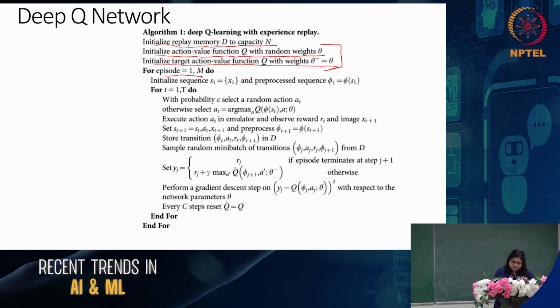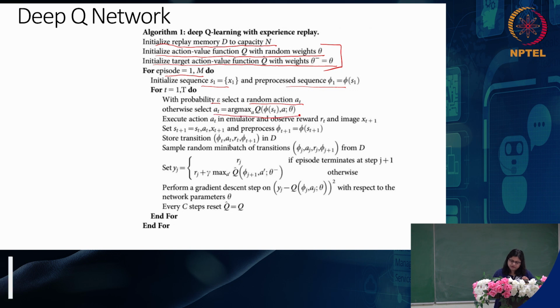In episodes 1 to M, you initialize the sequence and the preprocessed sequences. With probability epsilon, select a random action A_t. So we are selecting a random action, and we are starting with any state. Execute action A in the emulator and observe the reward and the next state. Then we add this tuple to the replay memory.